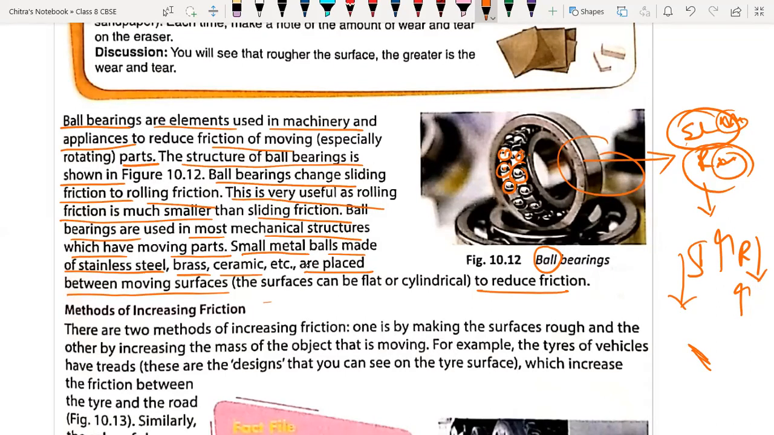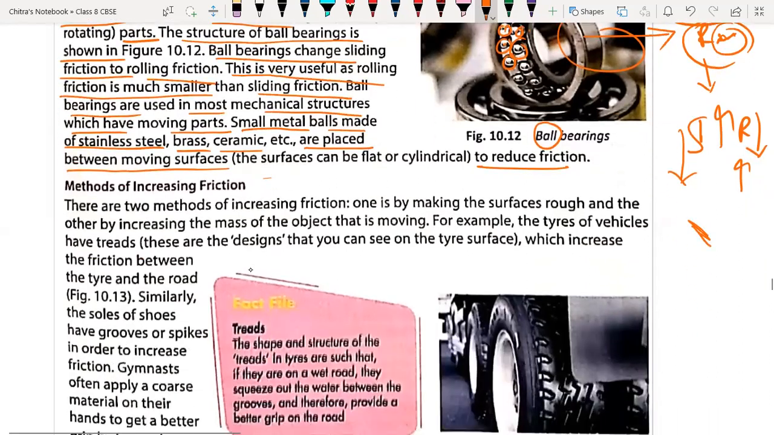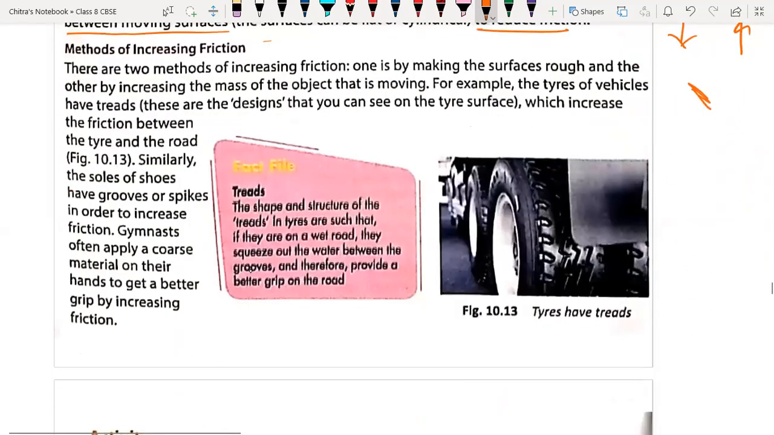Now we are going to understand the methods of increasing friction. Very important. There are two methods of increasing friction. One is by making the surface rough, and the other is by increasing the mass of the object. If we increase the mass, the friction will be more, or if we make the surface more rough, the friction will be more.